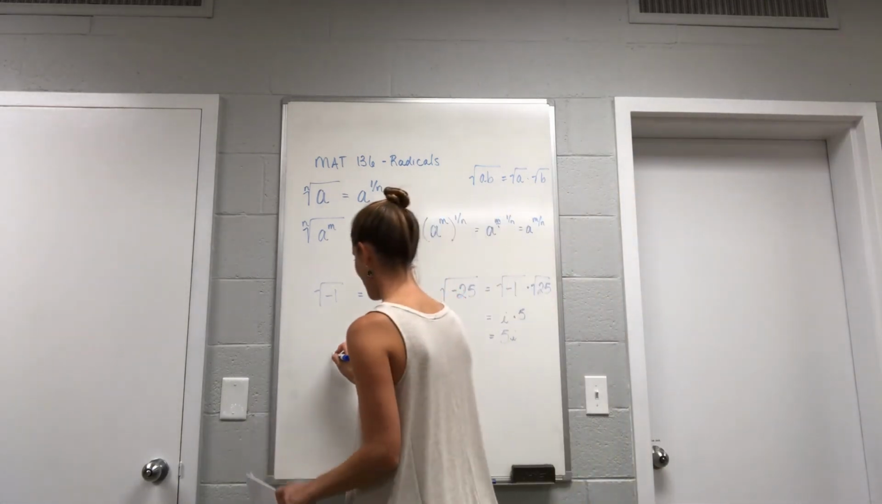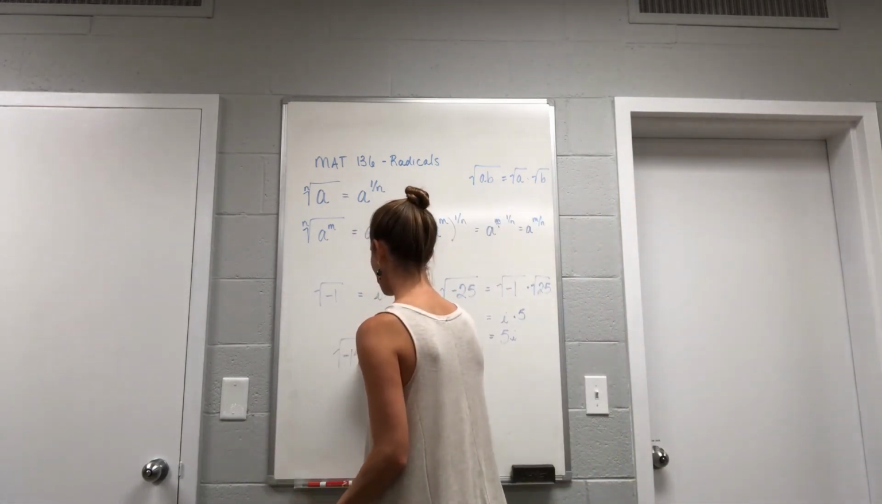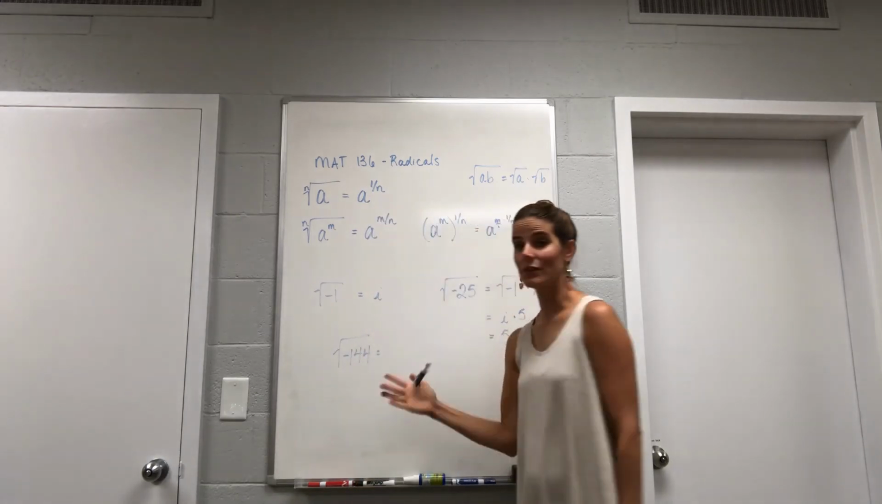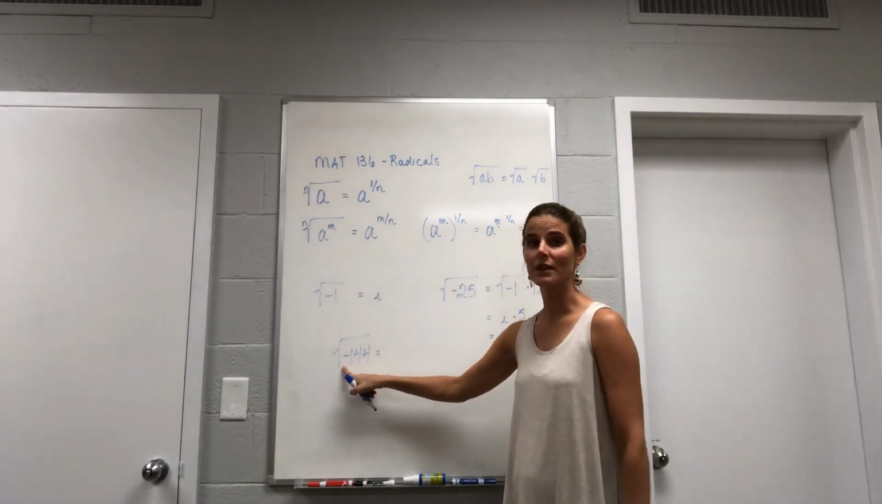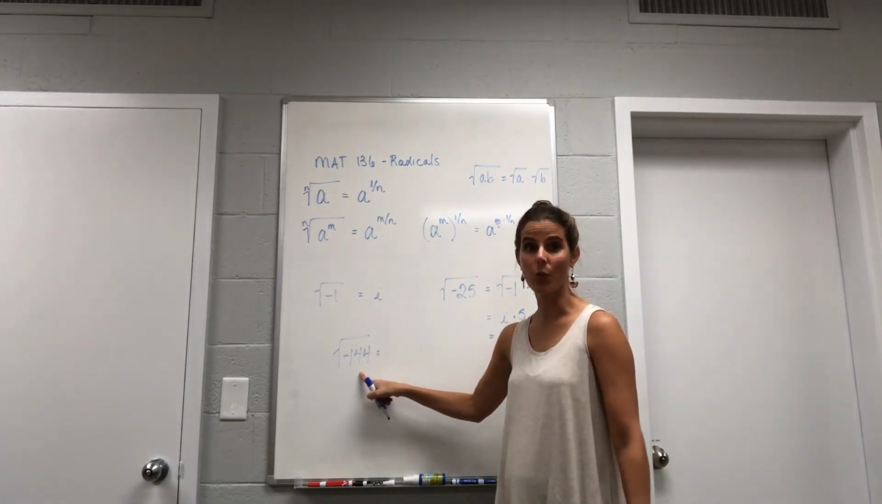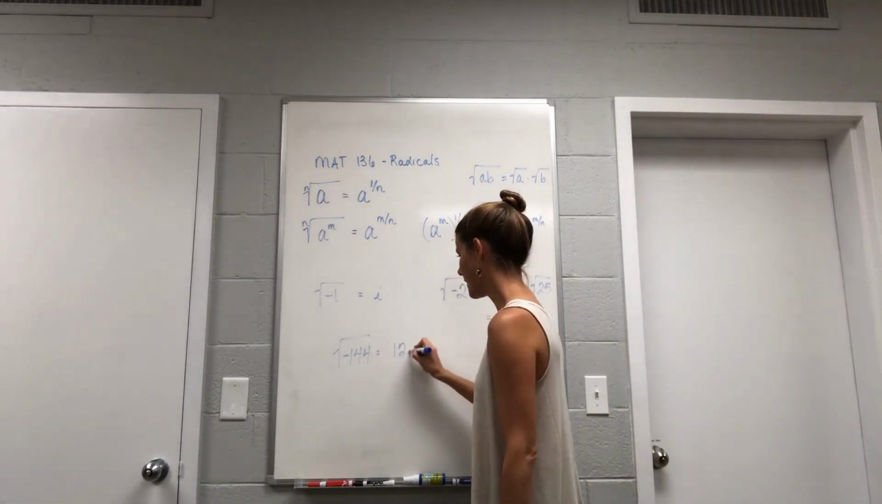Another example of that, if you have the square root of negative 144, and this is something again that you might be able to just start looking at and tell. There's a negative here, so it's going to be an i. The square root of 144 is 12, so you just get 12i.